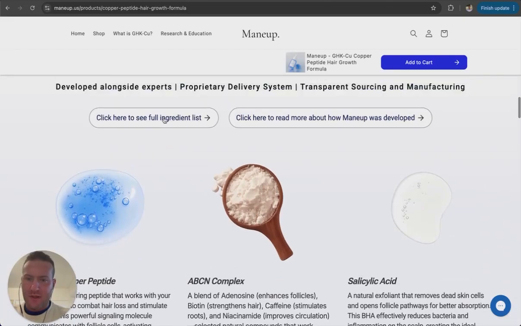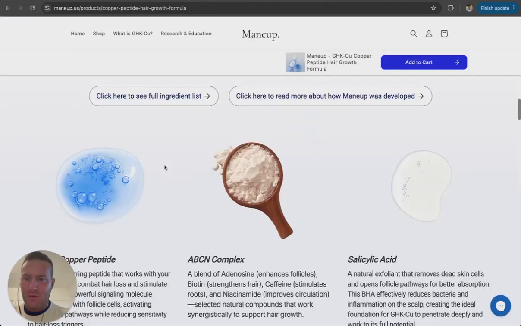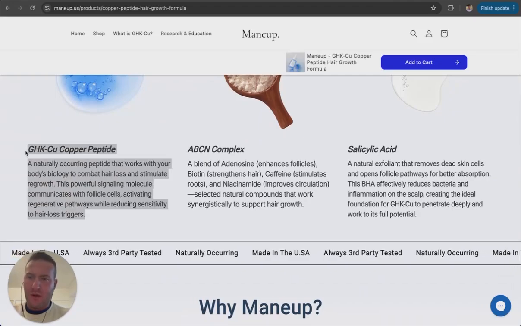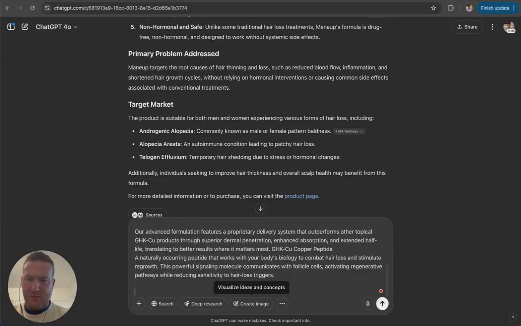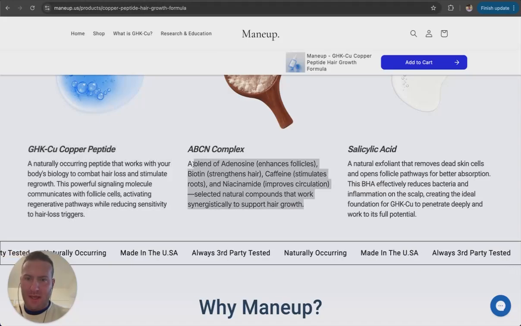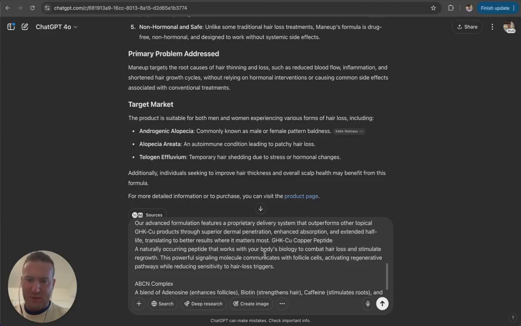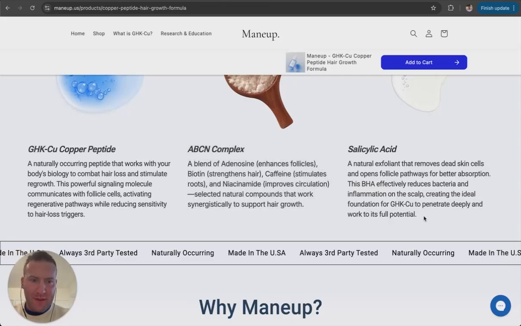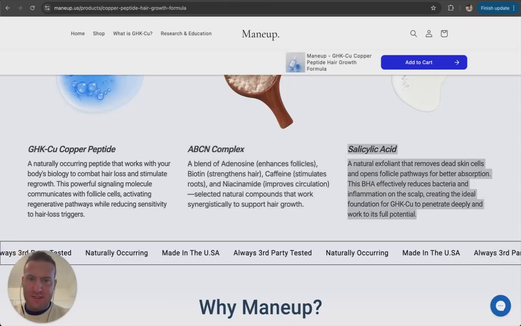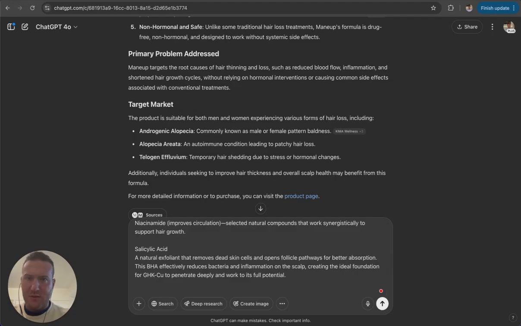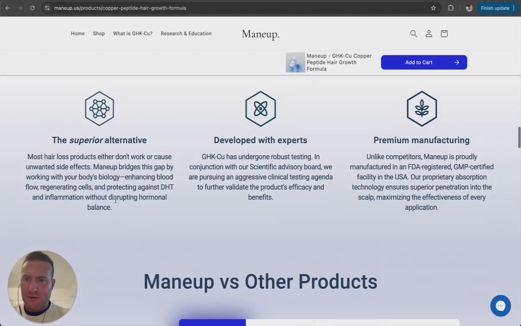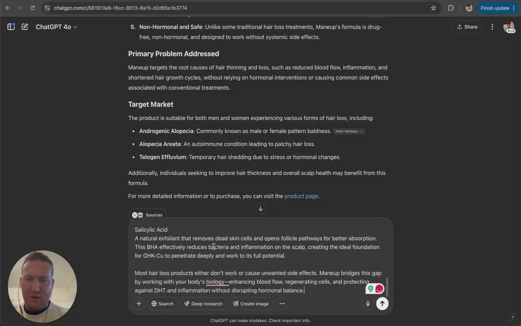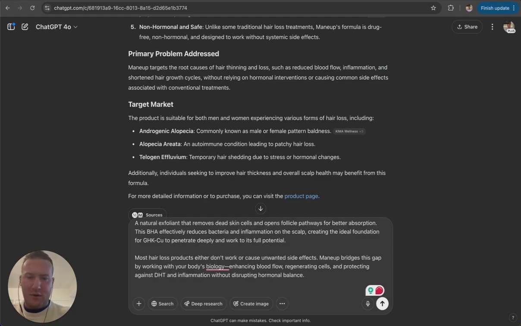All right, ingredients. Oh, here we go. Copper peptide. ABCN complex. And then salicylic acid. And that should be good for now. And then, yeah.